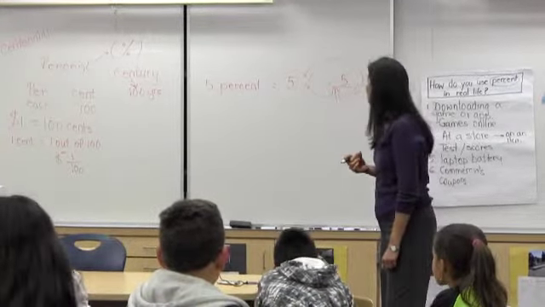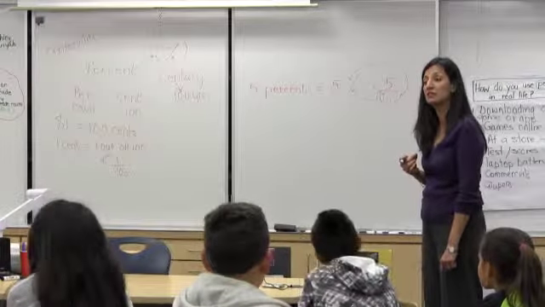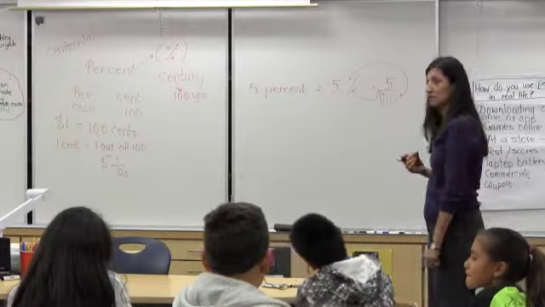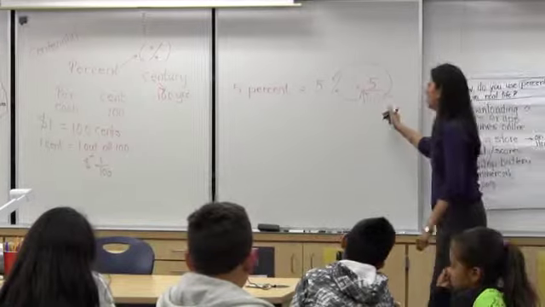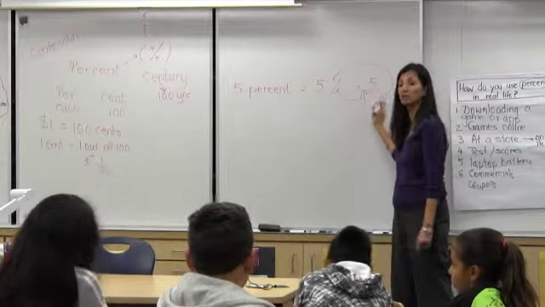It's like the same symbol as dividing. As the? As dividing. Correct. So it really means 5 out of 100, or 5 divided by 100.